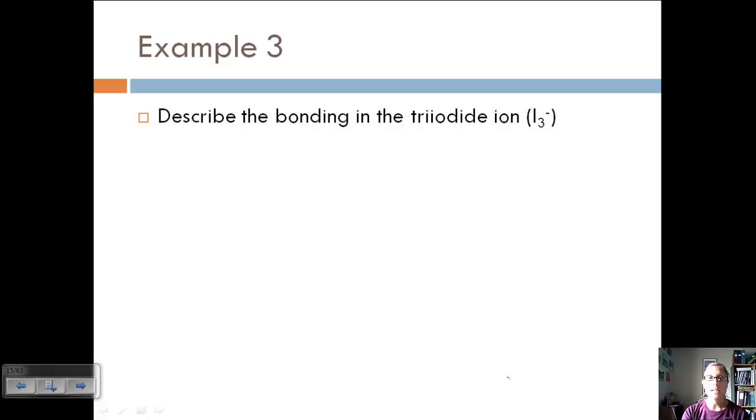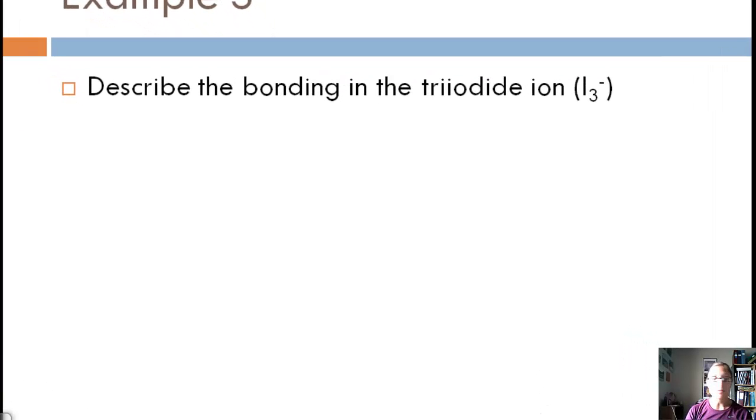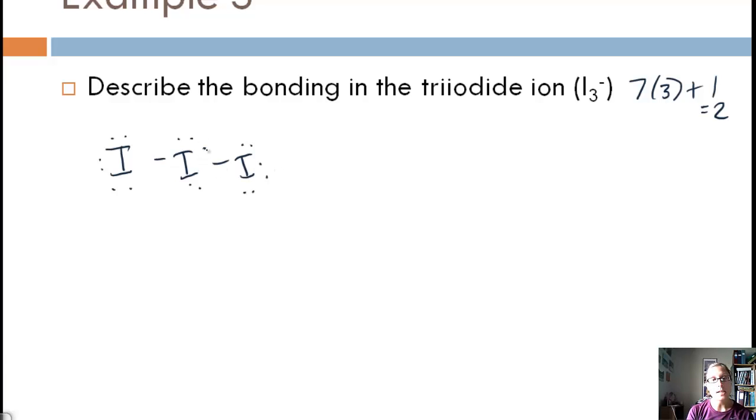Okay, so we want to describe the bonding in the triiodide ion, which is I3-. Well, iodine donates 7, so that's 7 times 3 plus the 1 from the ion, so this gives us 22. So first let's draw the Lewis structure. I, lone pair, lone pair, lone pair. Okay, now if everything is stable or obeys the octet rule, we have 2, 4, 6, 8, 10, 12, 14, 16, 18, 20. But we know this is an exception, so we're going to add another electron pair.